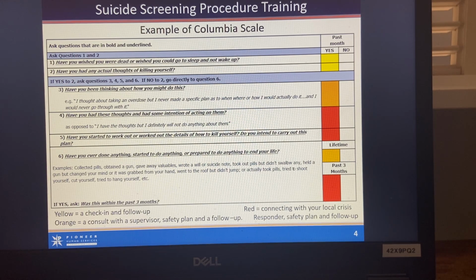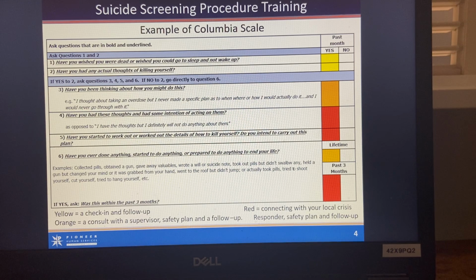Have you started to work out the details of how to kill yourself? Do you intend to carry out this plan? Again, another question to dive deeper into an individual's plan. Are they now pulling and putting things together in order to carry out the plan of killing themselves? Have they started to acquire the necessary tools in order to follow through?